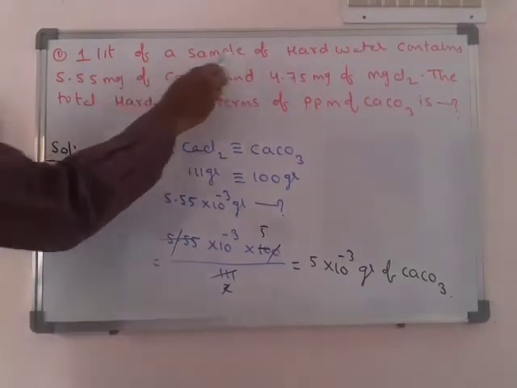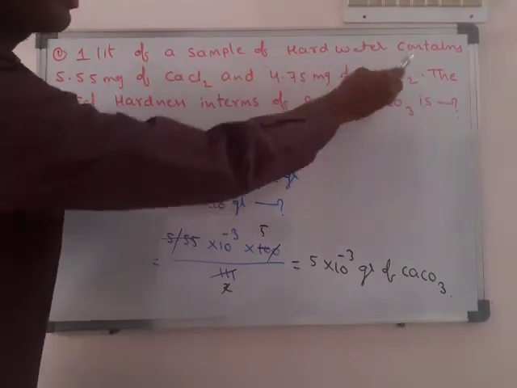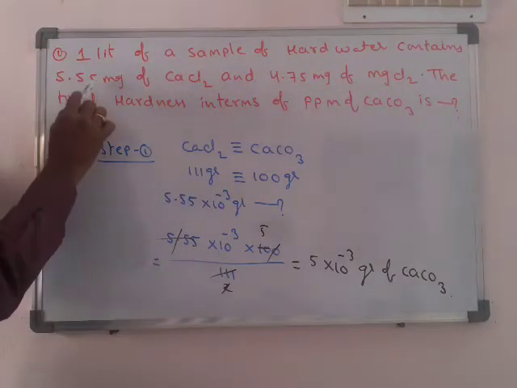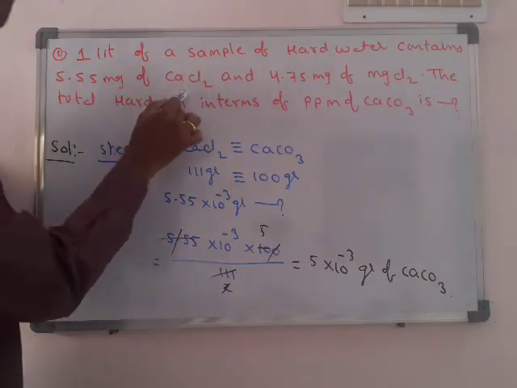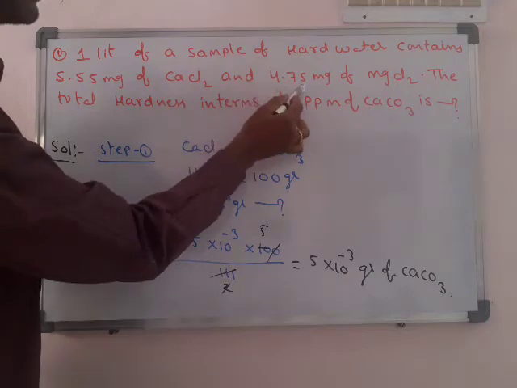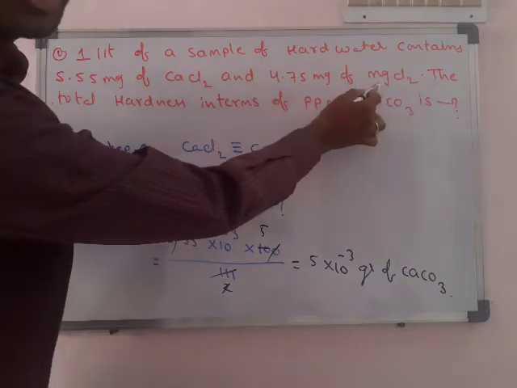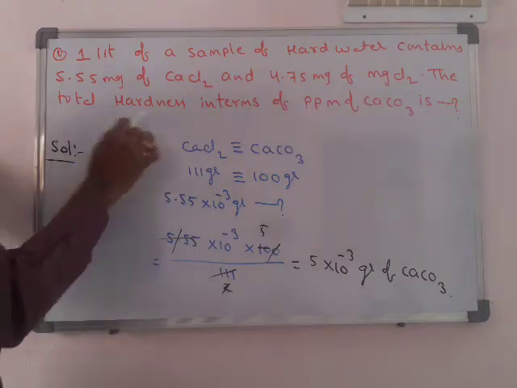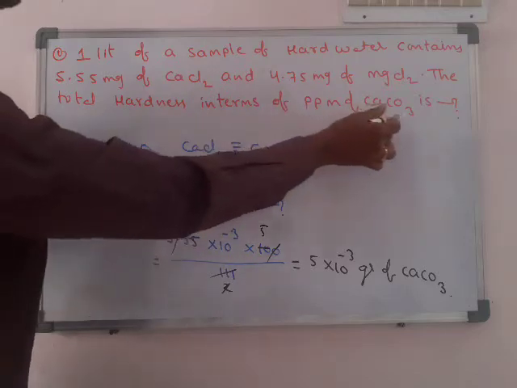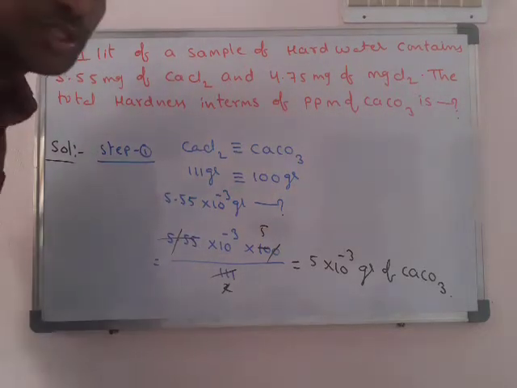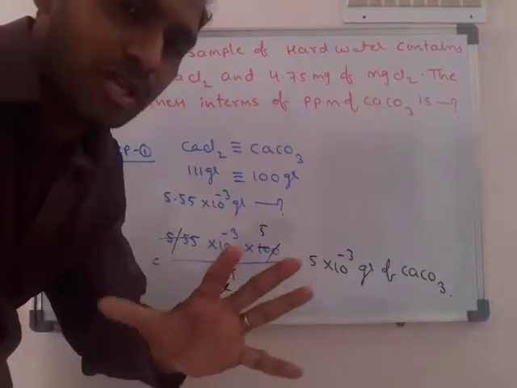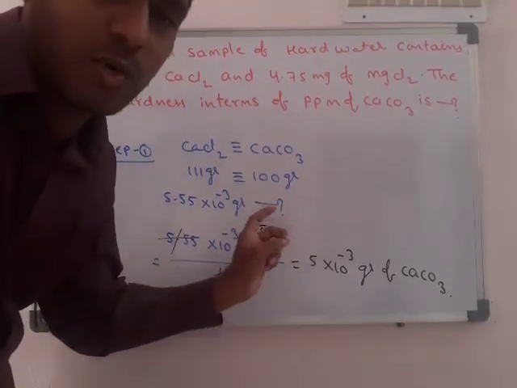1 liter of a sample of hard water contains 5.55 milligrams of calcium chloride and 4.75 milligrams of magnesium chloride. So the total hardness in terms of ppm of CaCO3 is? So which type of hardness is present in this water?